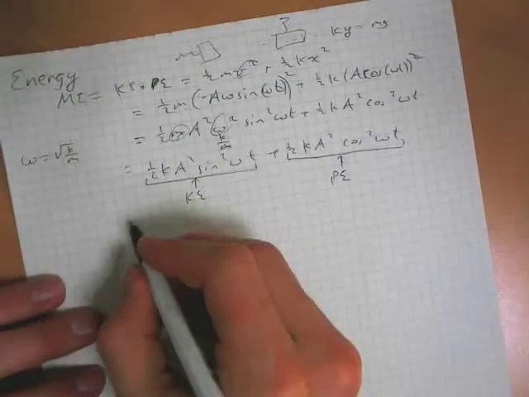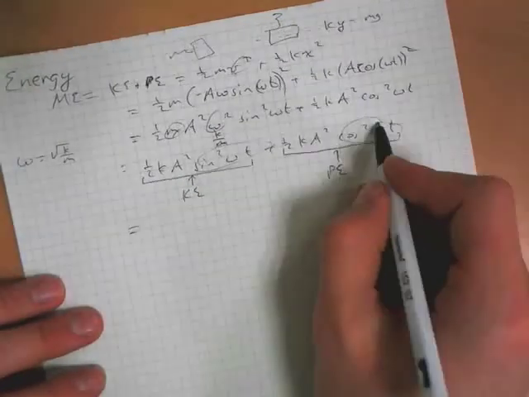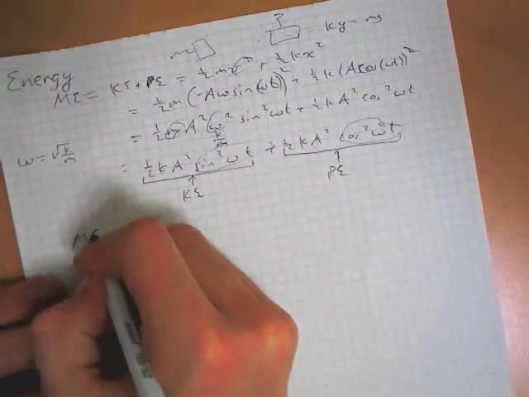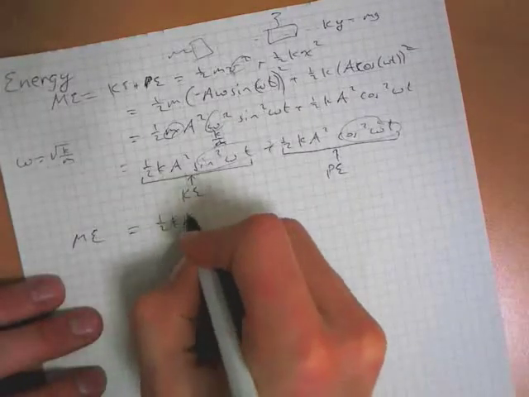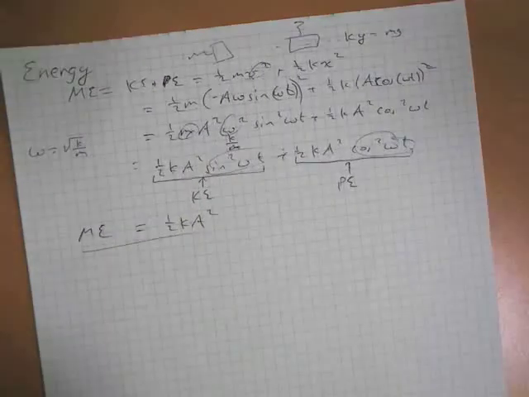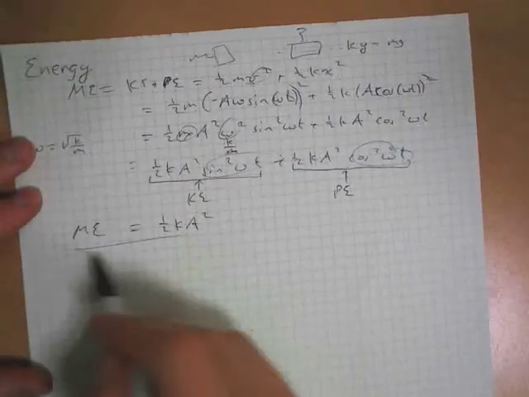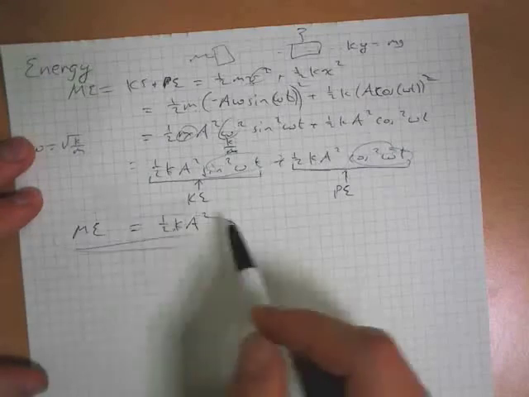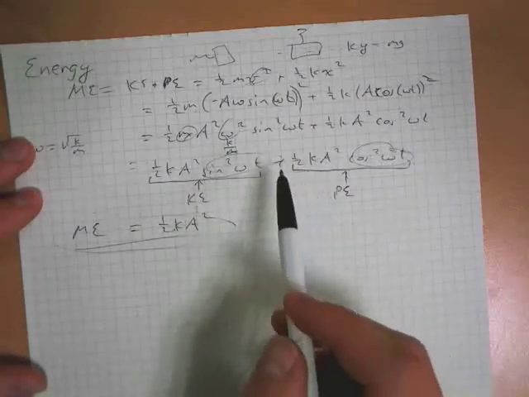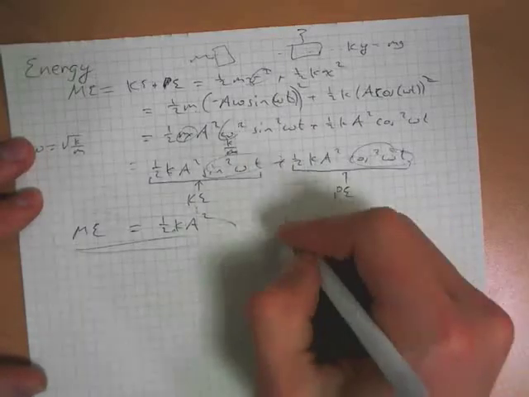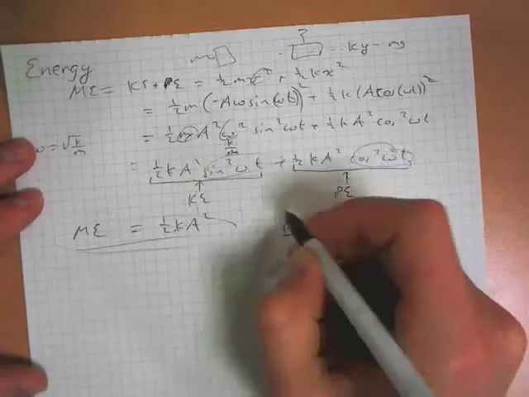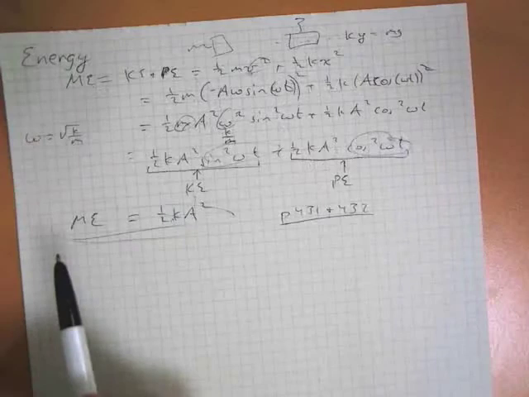And then going further, sine squared plus cosine squared is 1. So our total mechanical energy is just 1/2 k times amplitude squared. So we have this much total energy all the time, but that energy oscillates between kinetic energy and potential energy. There's a nice graph on pages 431 and 432 in your book that shows this oscillation of kinetic and potential energy.